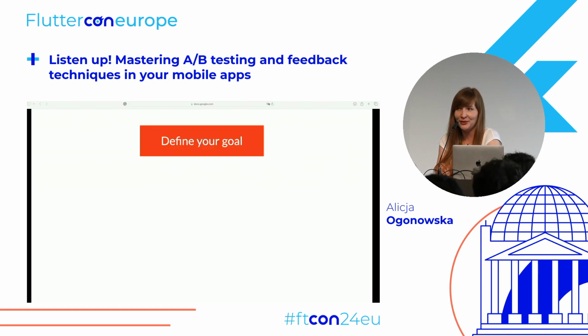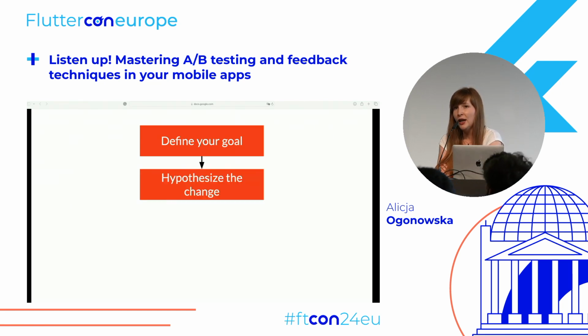But first you need to define your goal. And this goal has to be specific and measurable. So you cannot just say, oh, I want my app to be better, or I want my app to be more liked by the users, because how are you going to measure that? But you can say, I want more users to finish onboarding, or I want more users to purchase a product. And this is the goal that you can later measure using your analytics.